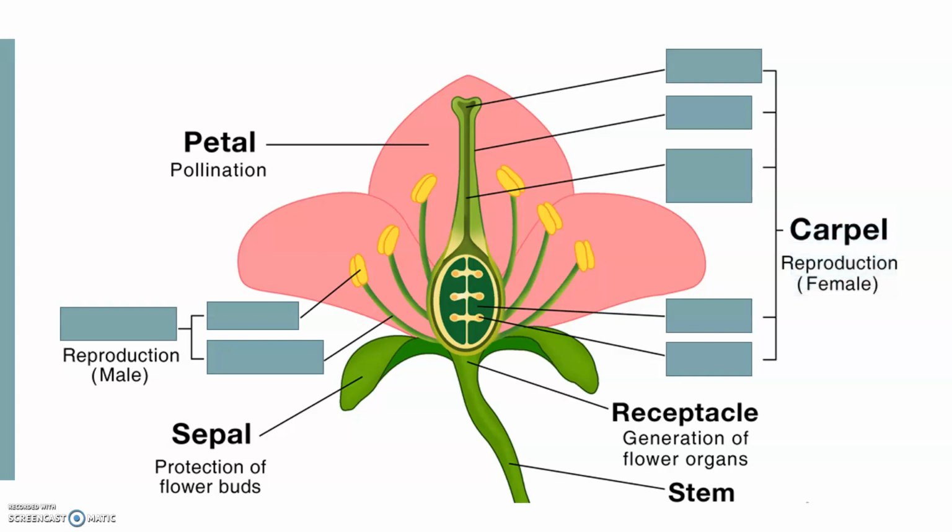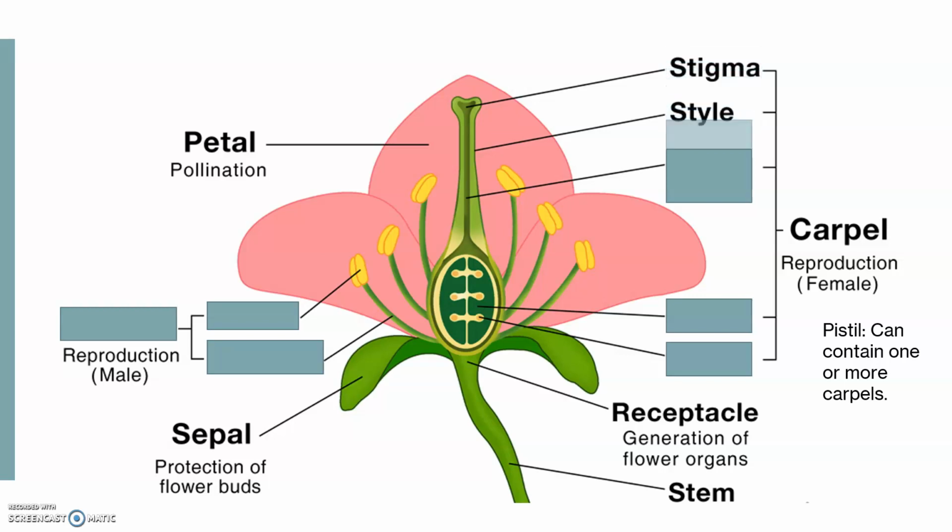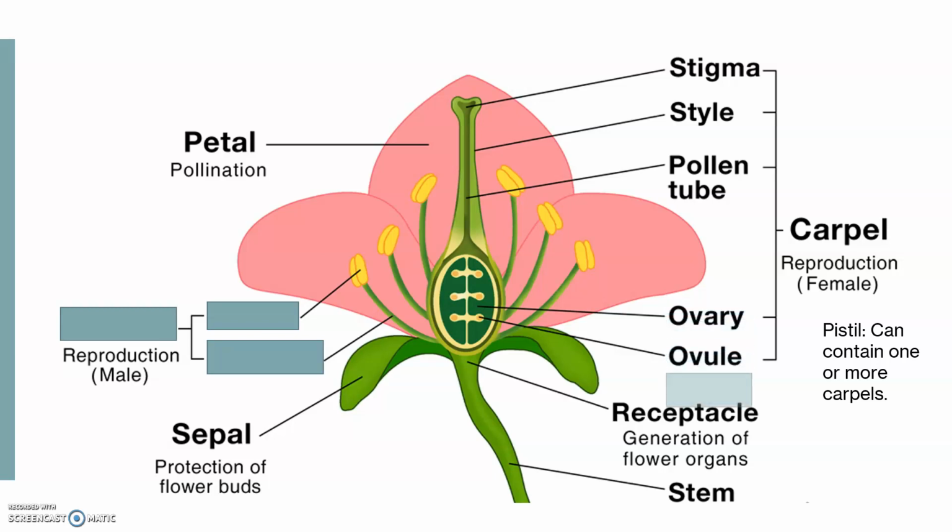The female reproductive organ is known as the carpel. The pistil may contain one or more carpels. At the top of the pistil, you will find the stigma. Holding up the stigma, you will find the style. A pollen tube runs through the style to the ovary. The ovary contains one or more ovules. The male reproductive organ is the stamen. The stamen contains an anther, which produces pollen, held up by a filament.